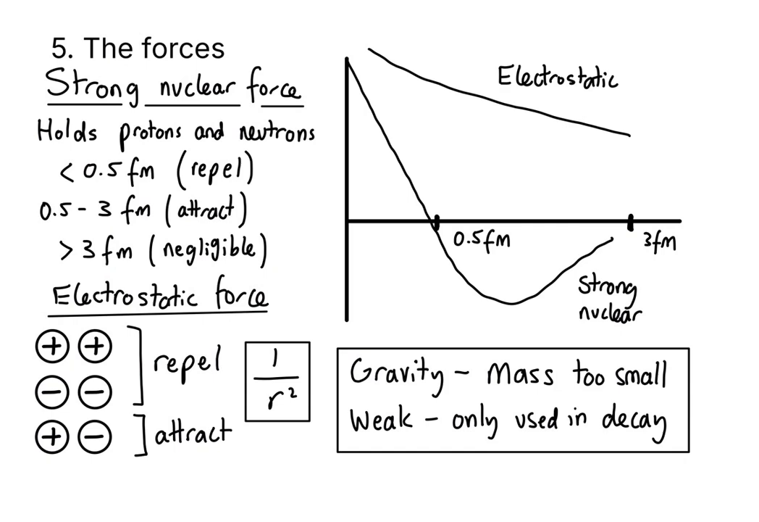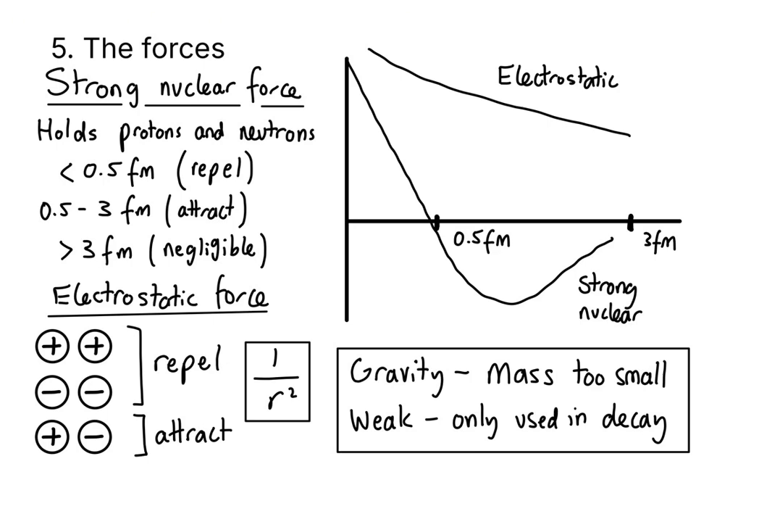But here's the clever part. Closer than about half a femtometer, the force flips and becomes repulsive. It pushes back. And that is essential, because it's what stops the nucleus collapsing in on itself. So the strong force holds the nucleons at a comfortable spacing, not too close, not too far.